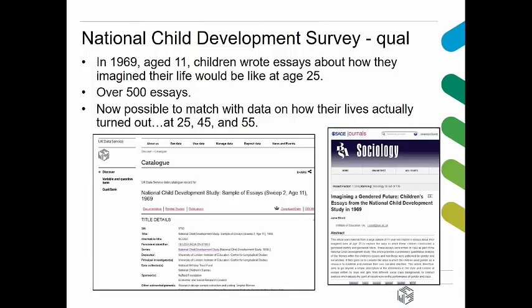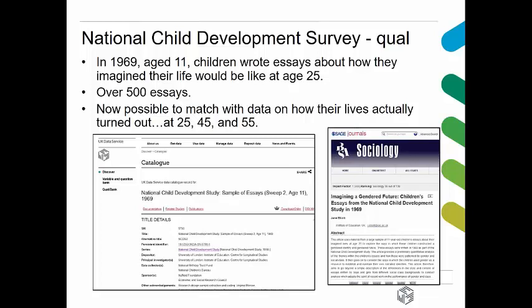So in 1969, when children were aged 11, an interesting essay, very similar to the school leavers, but a little bit different, was done with the children. And they were asked to imagine that they were 25. So in some sense, a somewhat more realistic experience in that they only had to project 15 years ahead. Still difficult, perhaps, though, at age 11, but they got over 500 essays in the end.